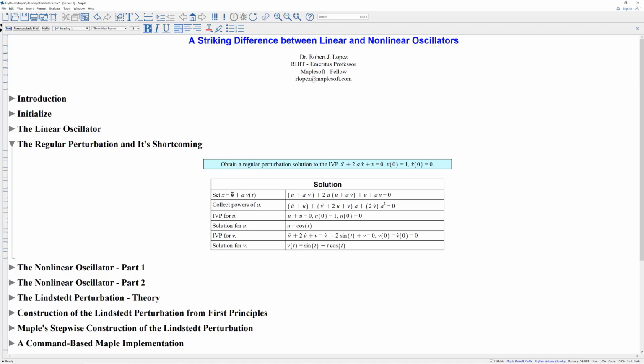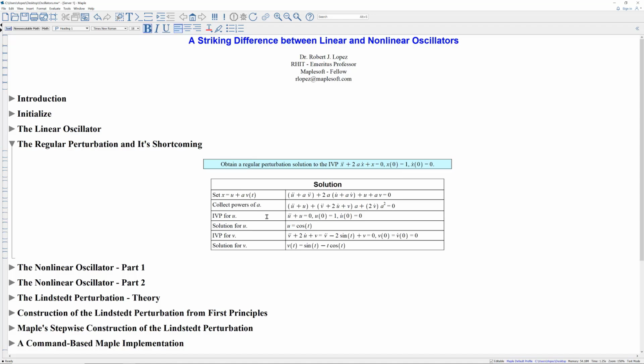This is typically called an x0. This would be called an x1. The next term would be a squared x2. But I only need these two terms to show what I want to show, so I call them u and v. You take that expression, take its second derivative. Here you take its first derivative, and here you don't take any derivatives at all. You collect powers of a, u double dot here, u here. So this is the coefficient of a to the 0. This is the coefficient of a to the first power, coefficient of a to the second power.